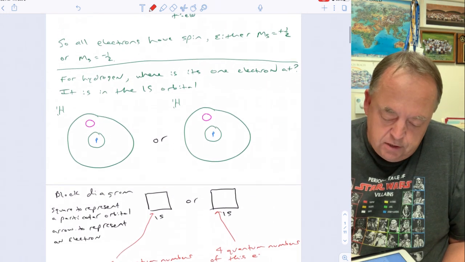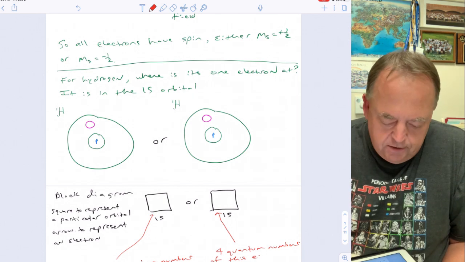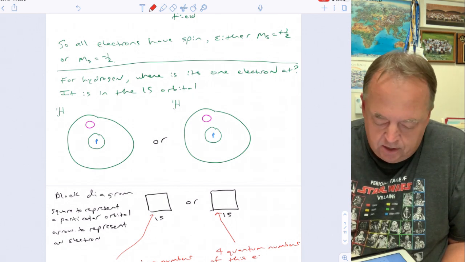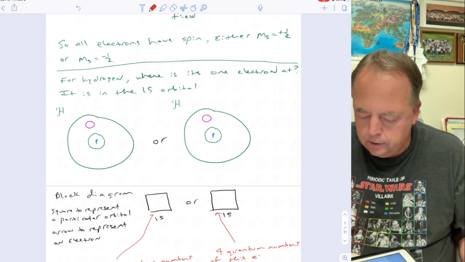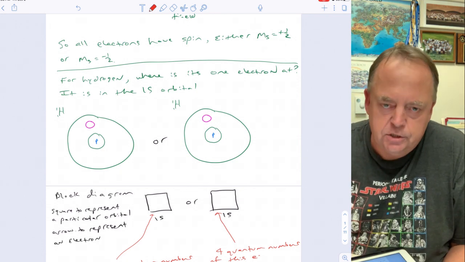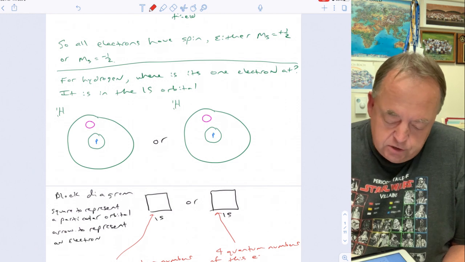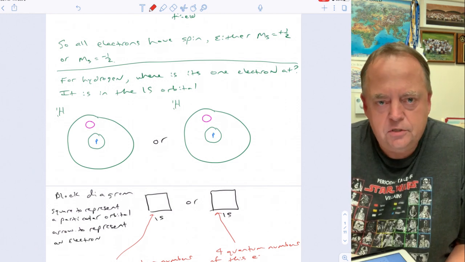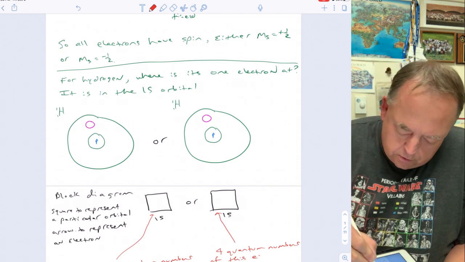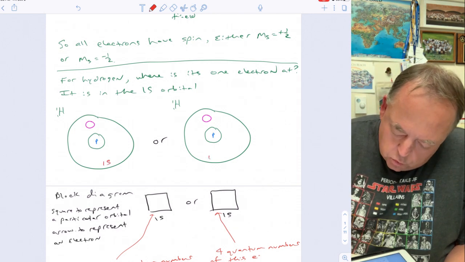So for hydrogen, where is its one electron? We've looked in chapter 7 at the different orbitals, s orbitals, p orbitals, d orbitals, and the different shells, the first shell, second shell, third shell, and so forth. So where's hydrogen's one electron? Well, it's going to be closest to the nucleus, which is the 1s orbital, right? So it's going to be in the 1s orbital.